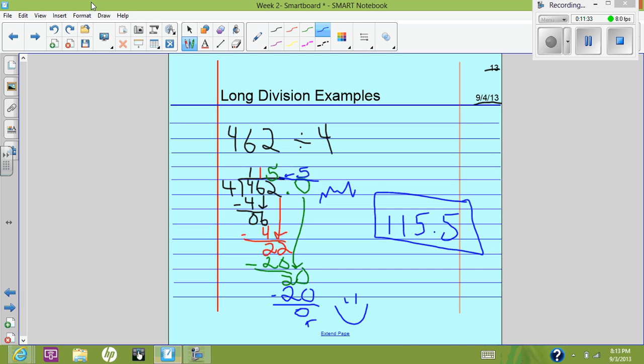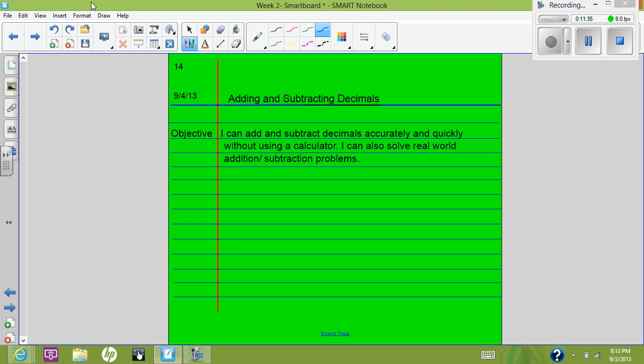because we are moving on. All right, if you could please go to page 14, your next page. The date is still September 4th, 2013, and your title is Adding and Subtracting Decimals. Take a minute to write down your objective. I can add and subtract decimals accurately, which means correctly, and quickly without a calculator. I can also solve real-world addition and subtraction problems.